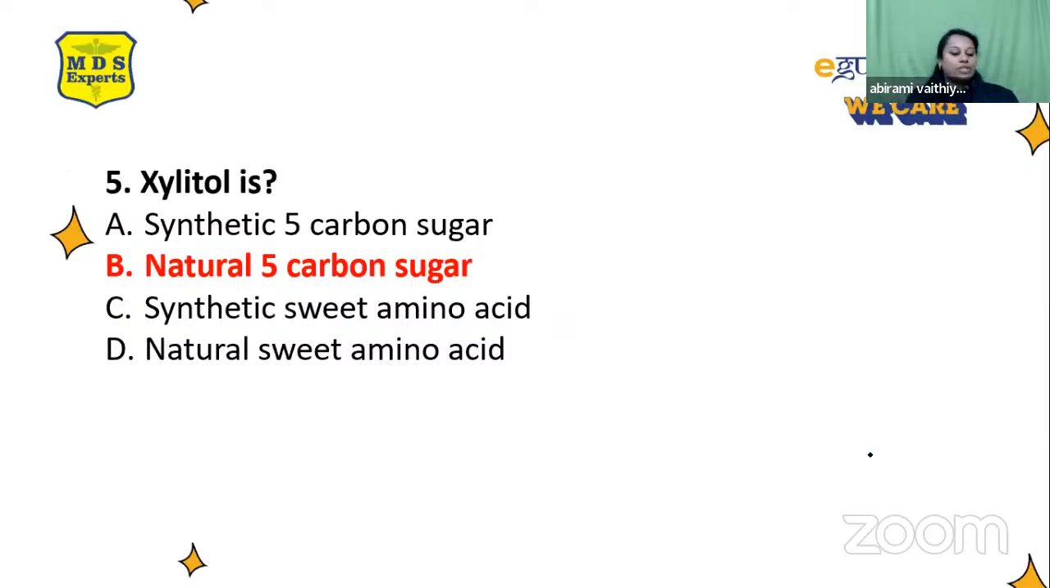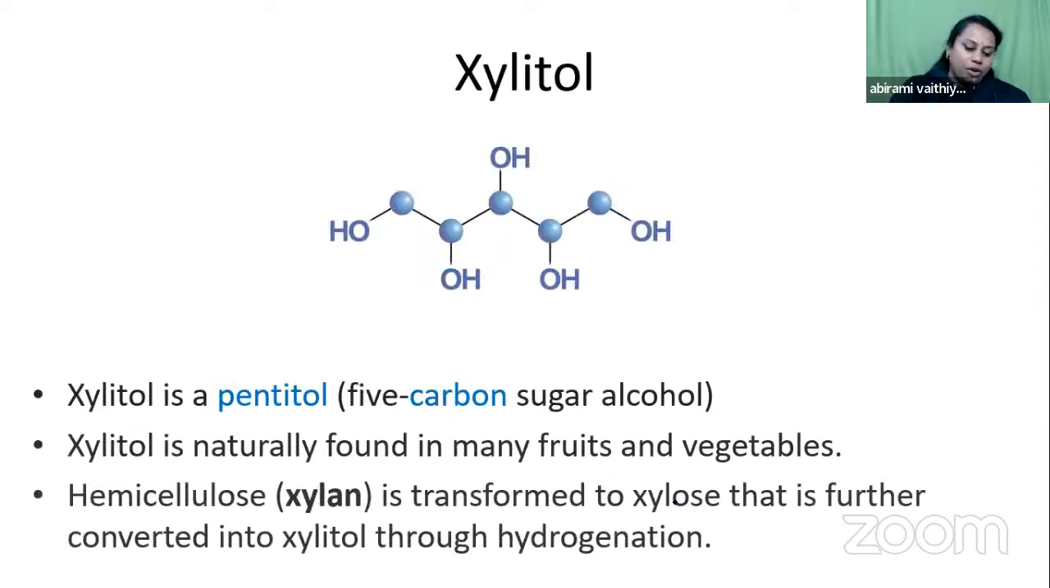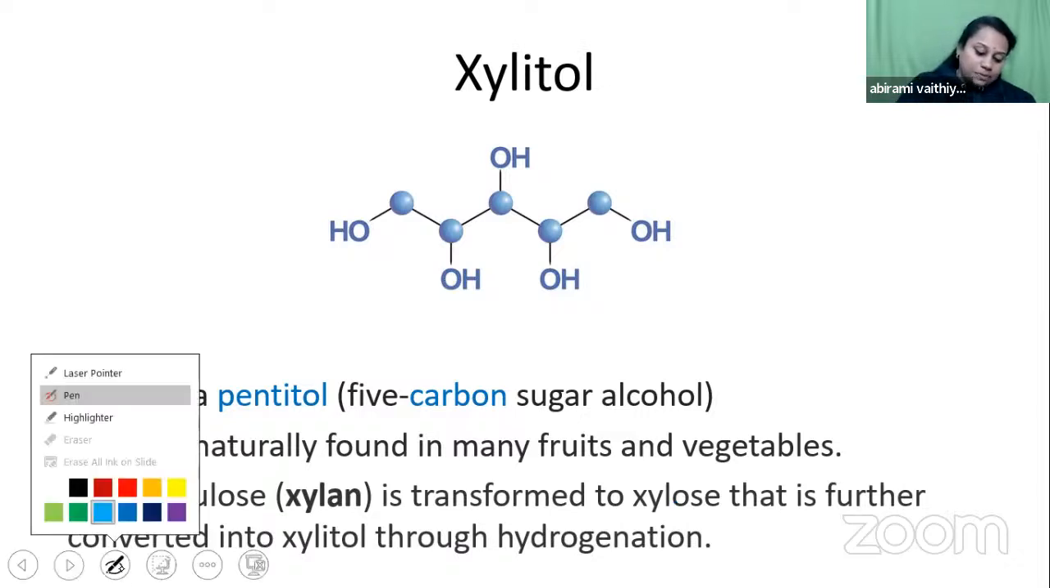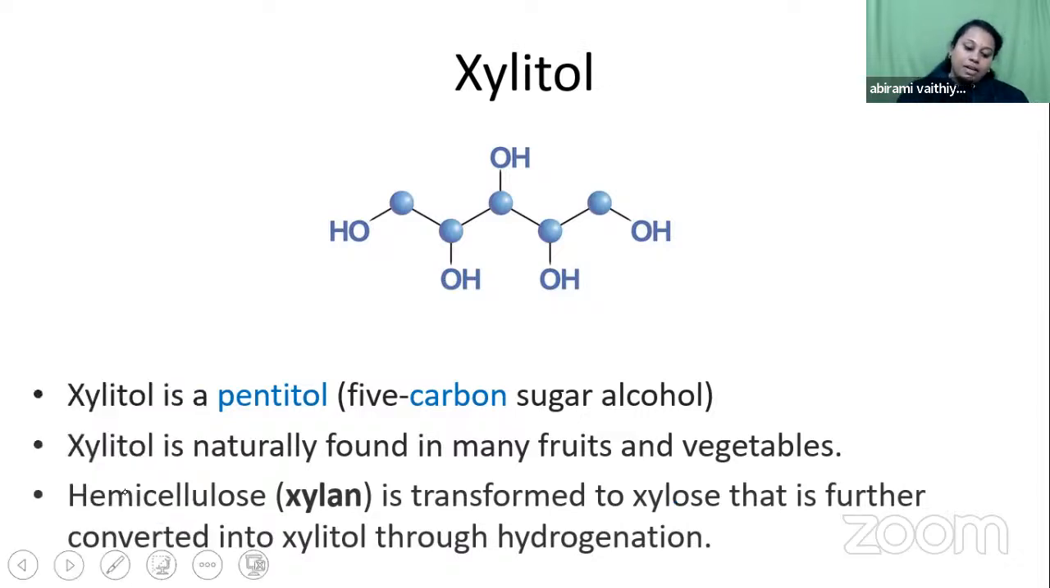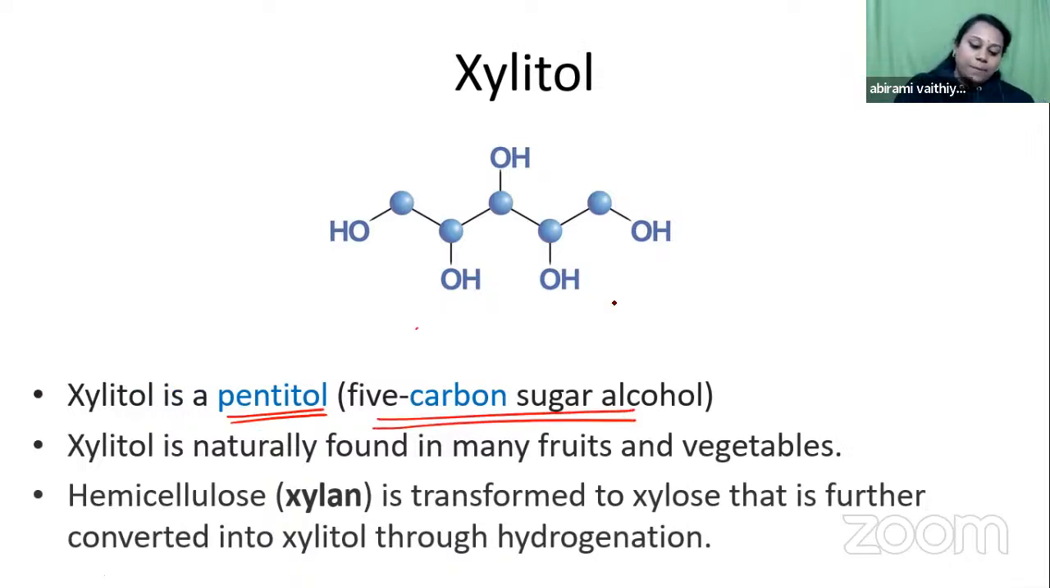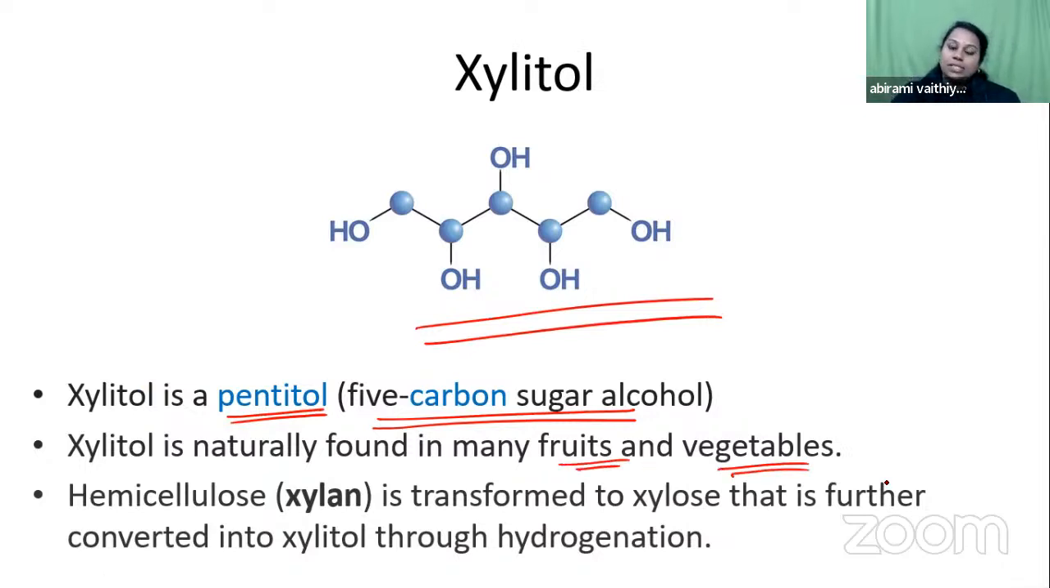Over to the fifth question. Xylitol is what? So xylitol is a natural 5-carbon sugar. In dental, xylitol has significance. We learn about xylitol. It is a pentitol structure with 5-carbon sugar alcohol. You can see the 5 carbon structure here. It's naturally found in fruits and vegetables.